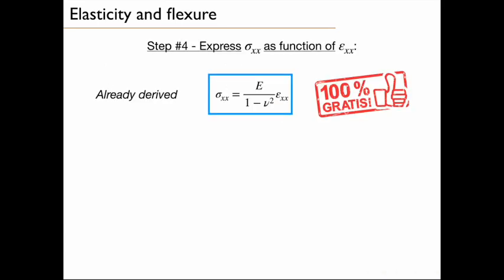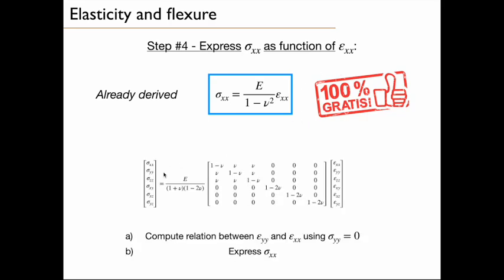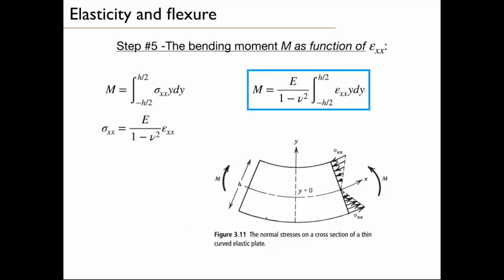Step number 4, we want to express sigma xx as a function of epsilon xx. Luckily, this was already derived as part of the exercise of the previous session. This is the solution. Sigma xx is equal to E divided by 1 minus nu squared times epsilon xx. So this part was already obtained, and to reach this, you had to manipulate the constitutive relationship and follow the different hints which were provided previously. So that's given for free. So let's jump to step number 5.